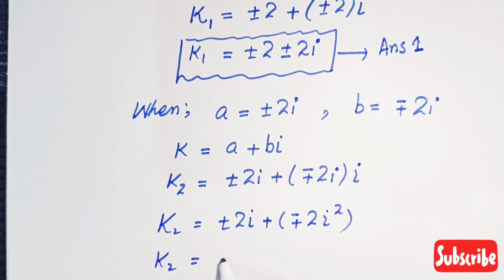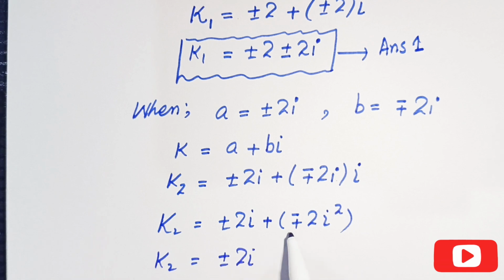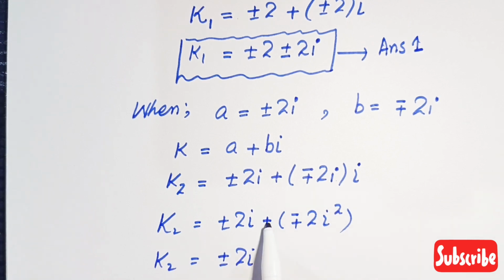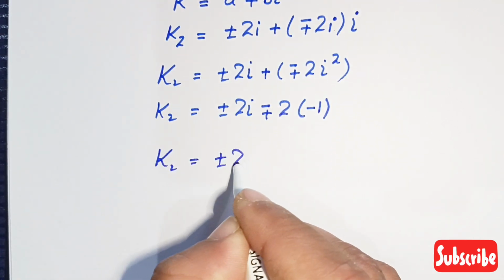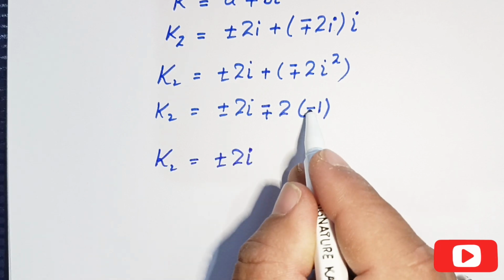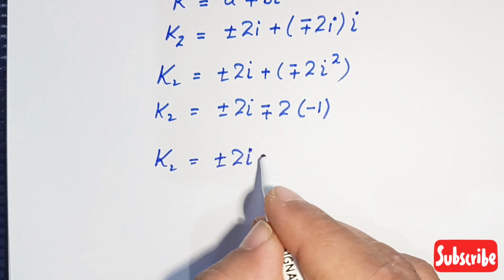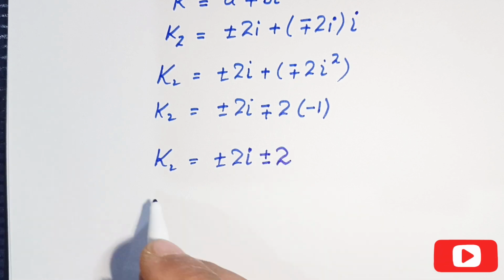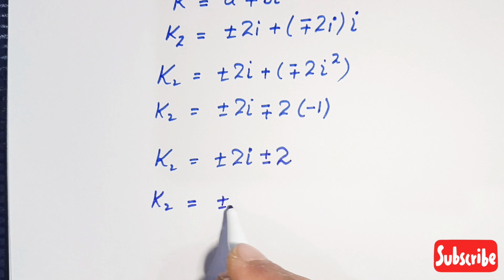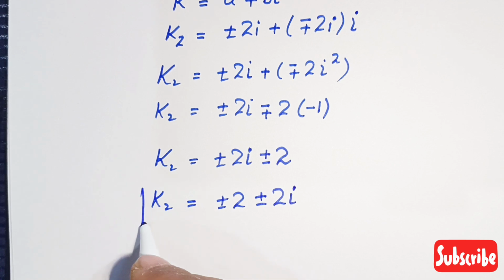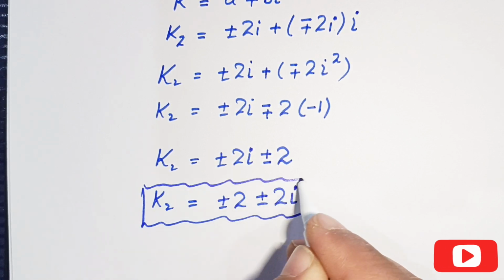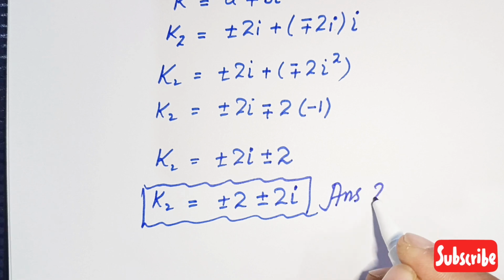So k2 is equal to plus minus 2i, and here plus times minus is minus, plus 2i squared is equal to minus 1. So our next step is k2 is equal to plus minus 2i, and here minus times minus is plus, so we write plus minus 2 plus minus 2i. By rearranging we have plus minus 2 and plus minus 2i. So it is another value of k2, our answer number 2.